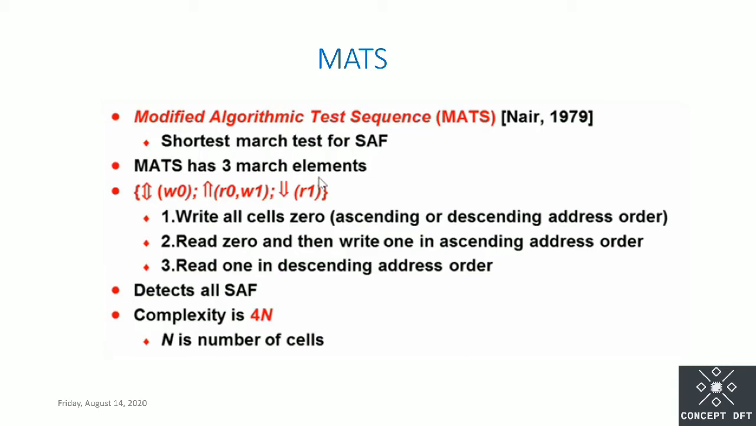The MATS algorithm has three March elements. First one is in which we write all cells to 0 in ascending or descending address order. Second one is read 0 and then write 1 in ascending order. And last one is read 1 in ascending address order. So the MATS algorithm will detect all circuit faults. Complexity here we can see is n, where n is the number of cells.